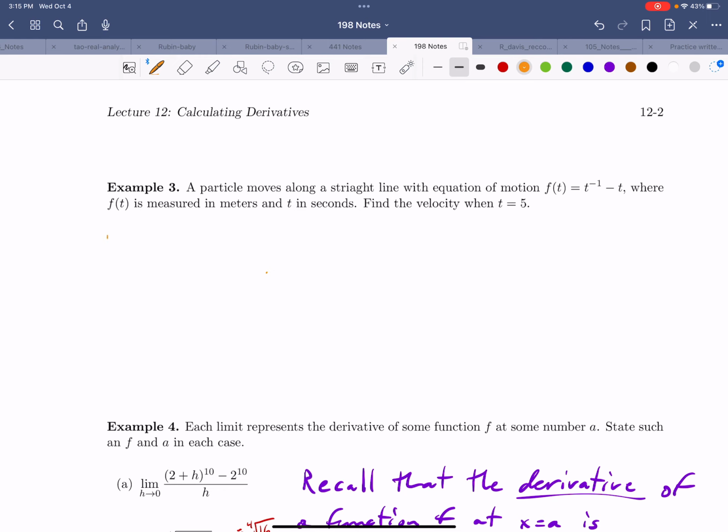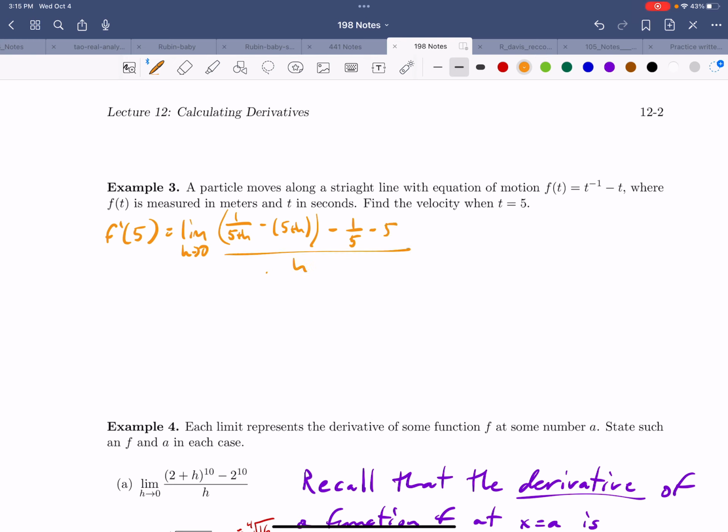So what we're going to do here is find f prime of 5, which by definition is the limit as h approaches 0 of f of 5 plus h minus f of 5 all over h, right? Let's just plug that in. We're going to get 1 over 5 plus h minus 5, that's minus 5 plus h, right? There's your f of 5 plus h. And then minus 1 over 5 minus 5, all over h.